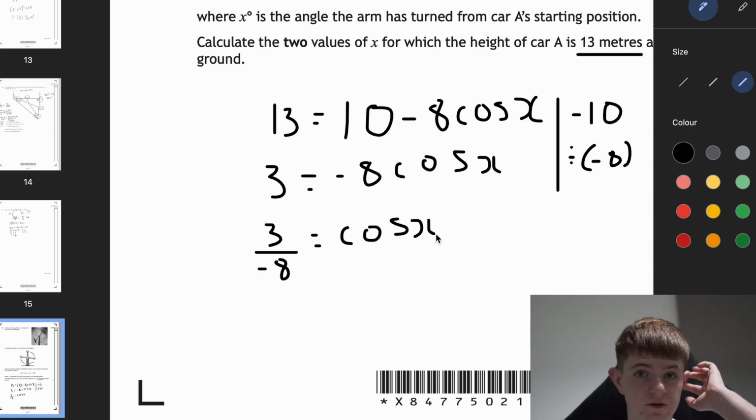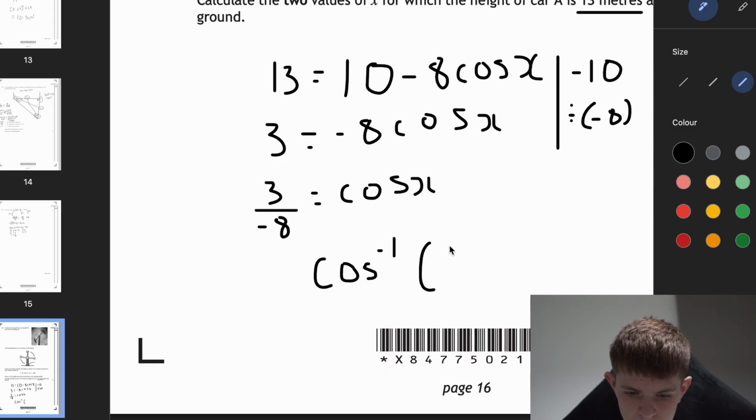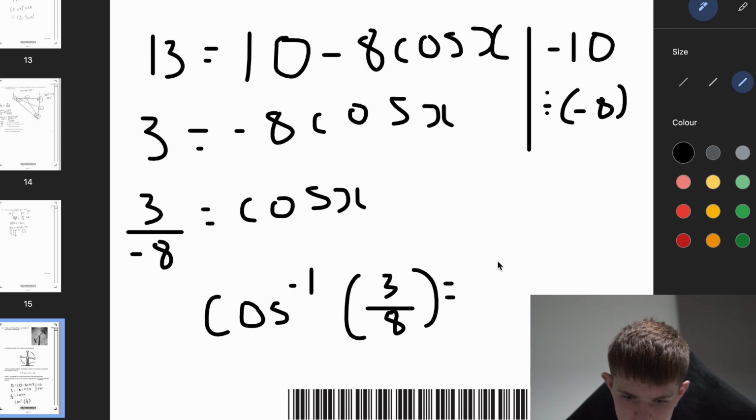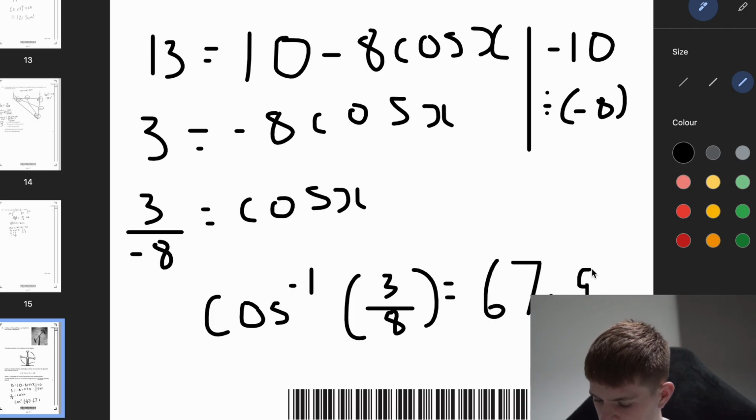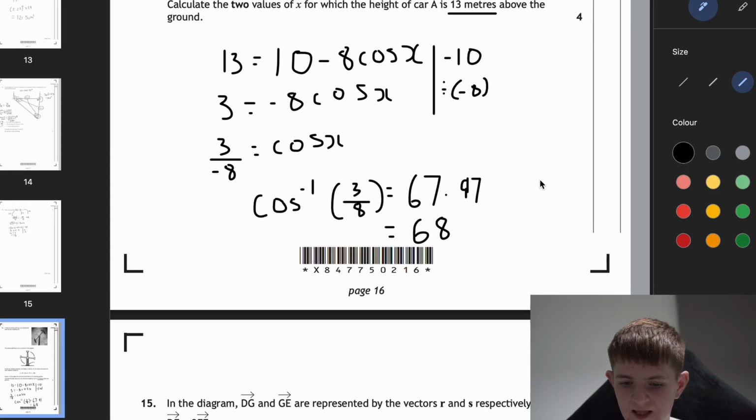We now need to get cos inverse of that. So cos inverse (3 over negative 8). This gets us 67, which will round to 68.